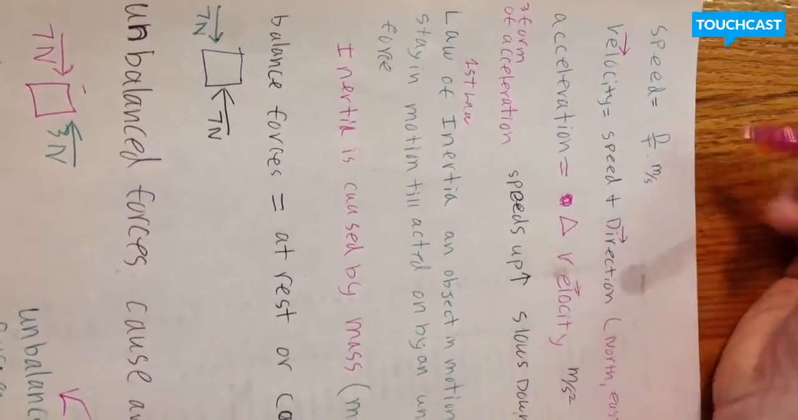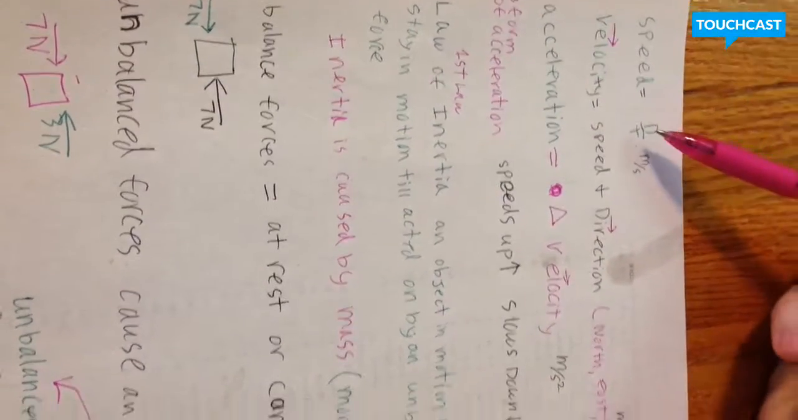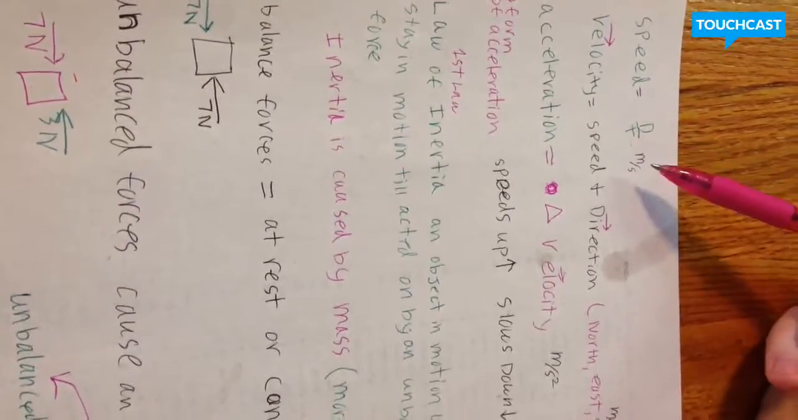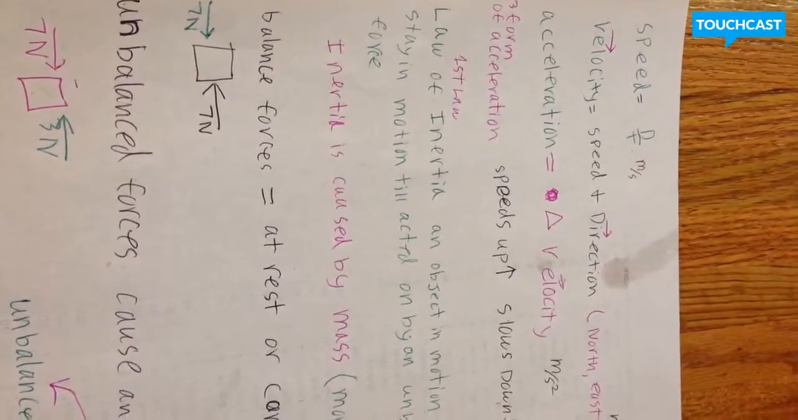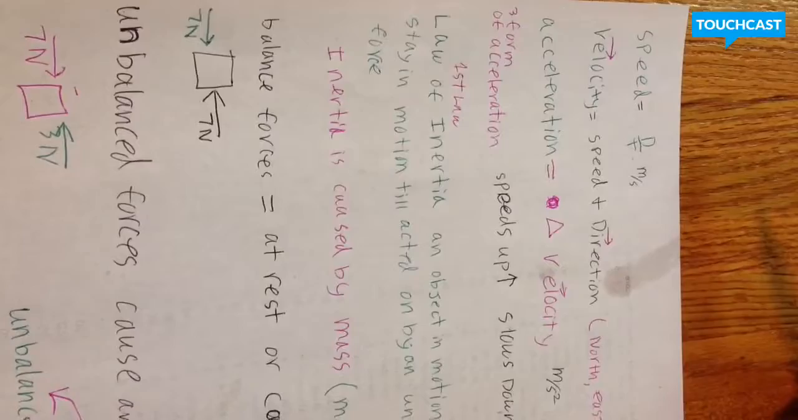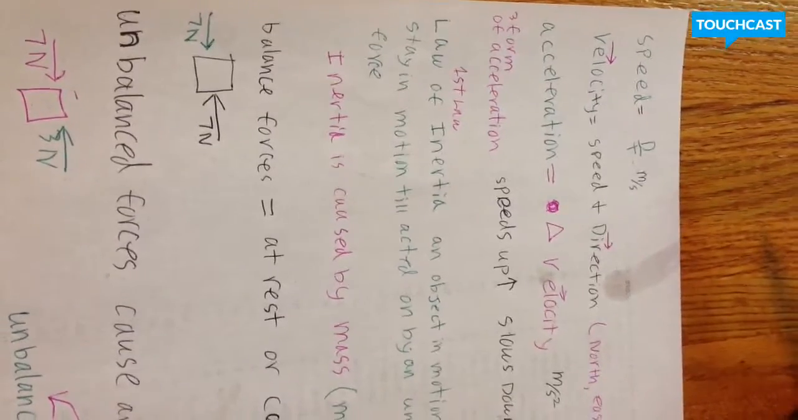So if you look here, speed is some sort of distance divided by time, typically measured in meters per second, or miles per hour, something that's just a certain distance in one unit of time.